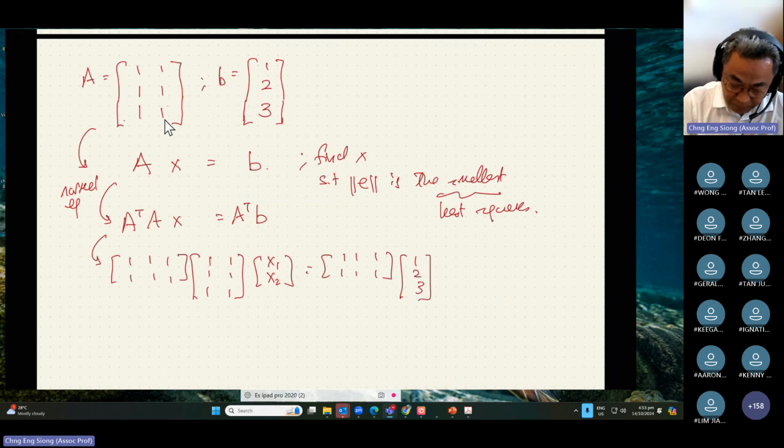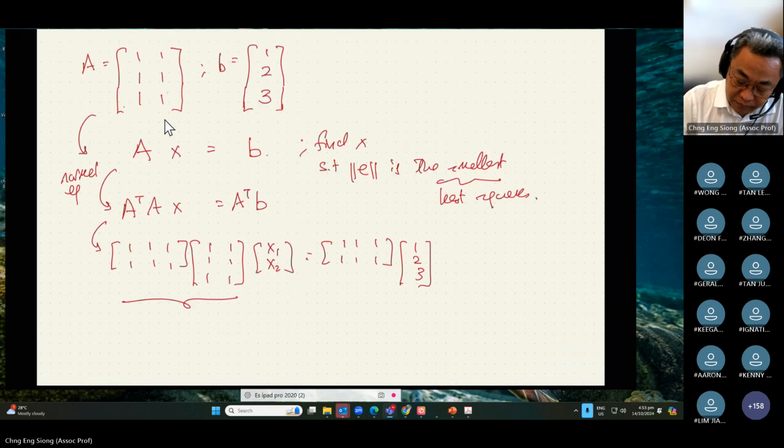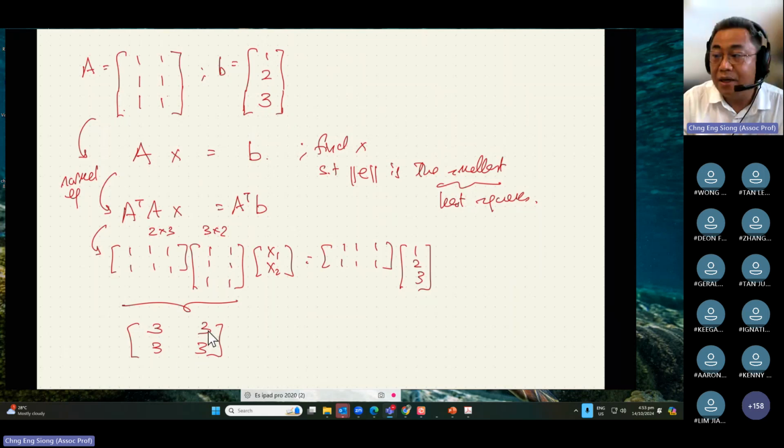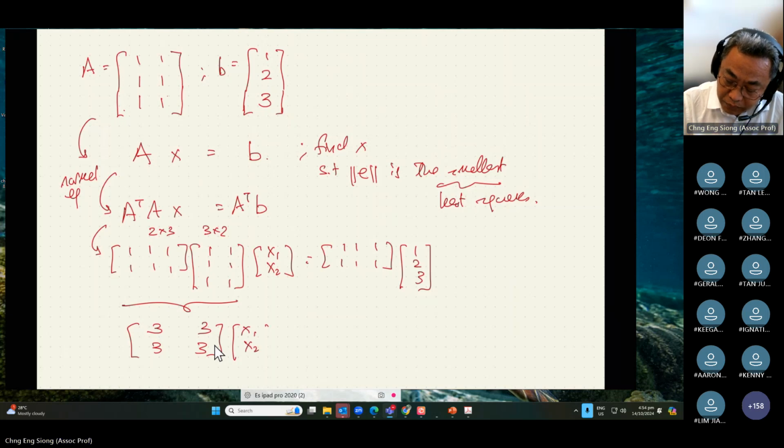Okay, let's solve. This guy is a 2 by 3. This is a 3 by 2. We'll get a 2 by 2. So this row multiplied by this row, the answer is 3. This row multiplied by this row is 3. 3, 3. Oh, the matrix A transpose A is rank 1 in this example, right? Only one independent column, one independent row. x1, x2. This guy, 3, 4, 5, 6. 6.